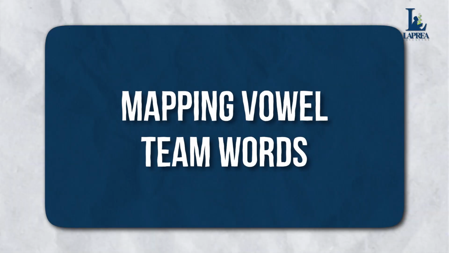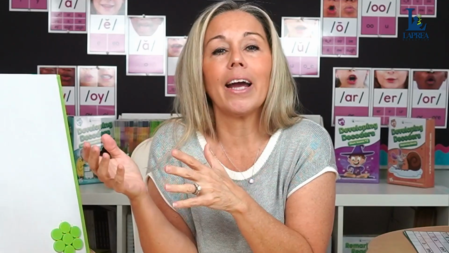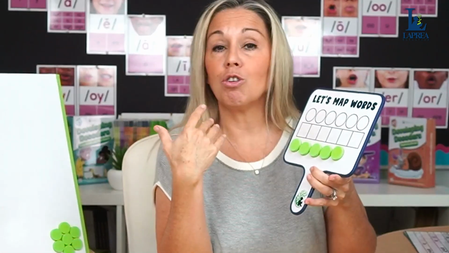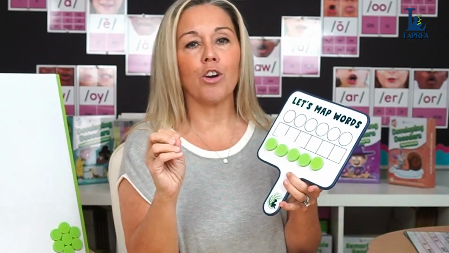Now let's move into mapping vowel team words. So what we're going to do is map out a few of these vowel team words to see how the sounds align with the letters. I'm just going to use my Map It paddle right here to demonstrate how we map the word rain. So we're going to start with the word rain.